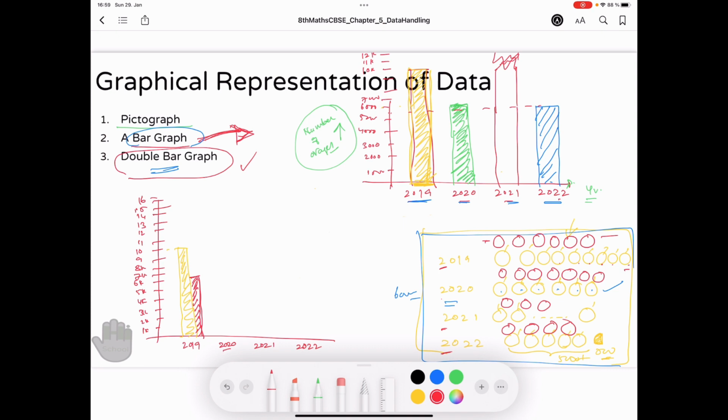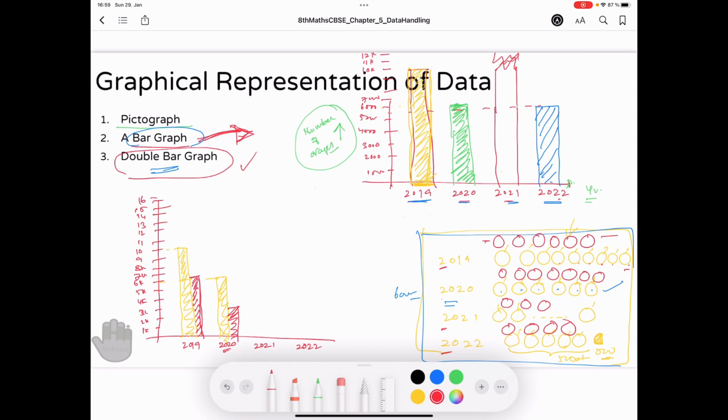Okay, again similarly for 2020, how many oranges were there? 1, 2, 3, 4, 6,000 oranges came. So again put the yellow color here, 6,000 oranges came, and only 3,000 apples came. So in yellow color for oranges, and in red color, 3,000 apples came. Like this we are representing the data.